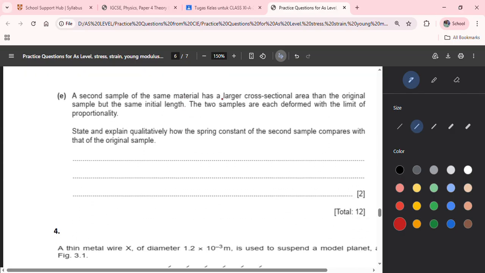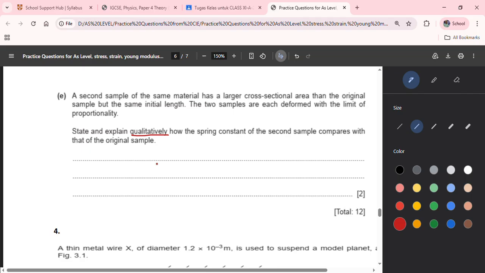The second sample wire of the same material has a larger cross-sectional area than the original sample but the same initial length. The two samples are each deformed within the limit of proportionality. State and explain qualitatively. Qualitatively means without calculation, yeah? How does the spring constant of the second sample compare with the original sample?